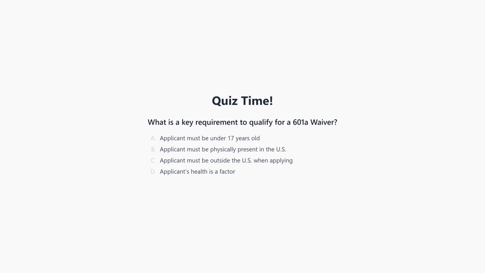Let's test your knowledge with a quick quiz. What is a key requirement to qualify for a 601a Waiver? Is it that the applicant must be under 17 years old? That they must be physically present in the U.S.? That they must be outside the U.S. when applying? Or that the applicant's health is a factor? You may pause the video now to think about the answer. We will discuss the answer in the next section of the video.